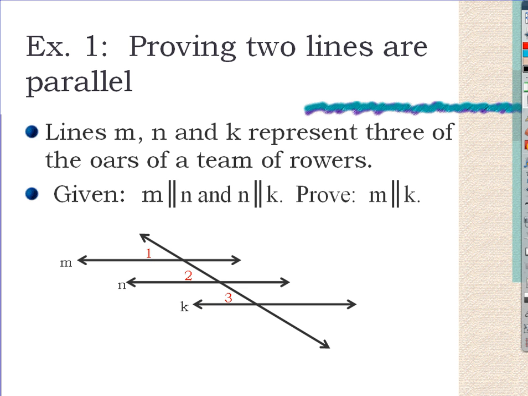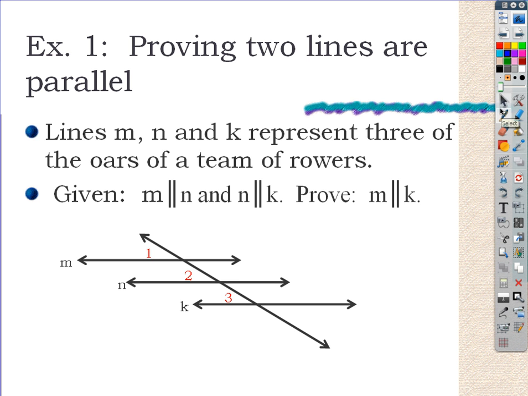So in this case here, we're going to prove two lines are parallel. Lines M, N, and K represent three of the oars of a team of rowers. So I guess what we're sort of assuming here then is maybe this is the boat. You got to use your imagination.